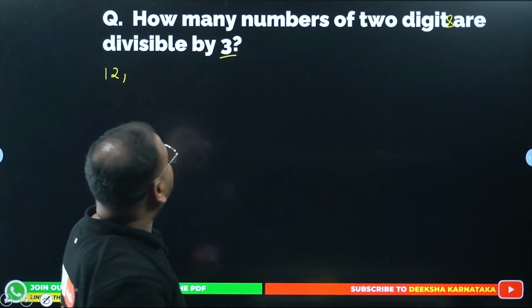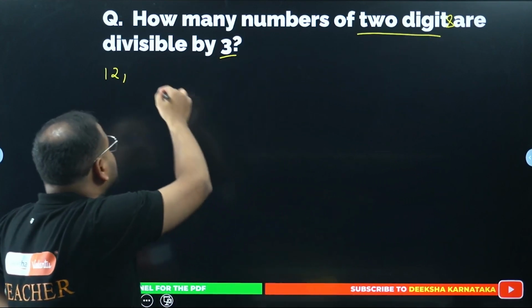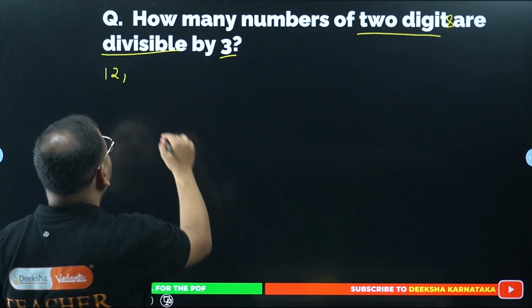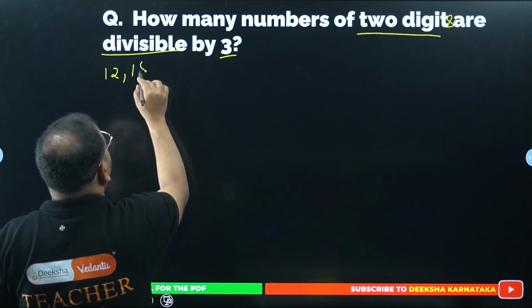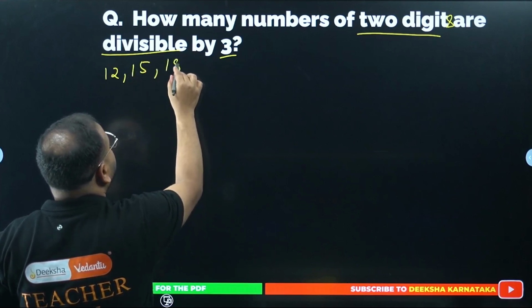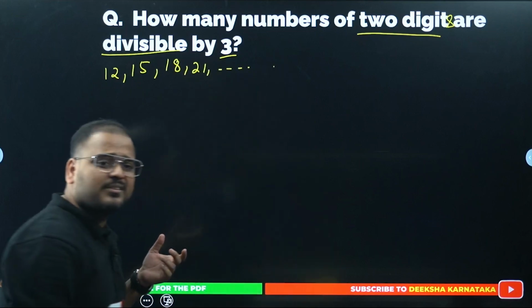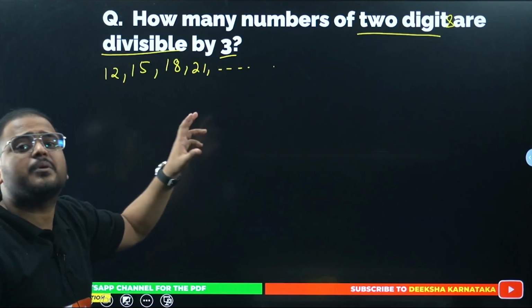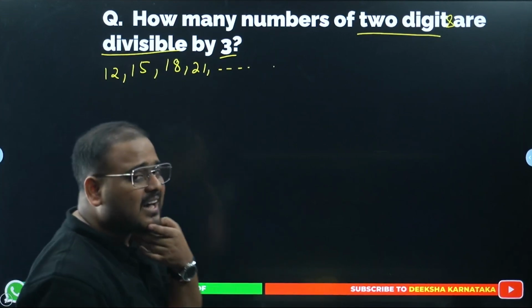How, sir? Because they're saying 2 digit numbers which are divisible by 3. The first term is 12. Next will be 12 plus 3, 15, plus 3, 18, plus 3, 21. Why plus 3, sir? Because divisibility is by 3, no? So the next term after 12 which is divisible by 3 will be plus 3 only, right? Makes sense?